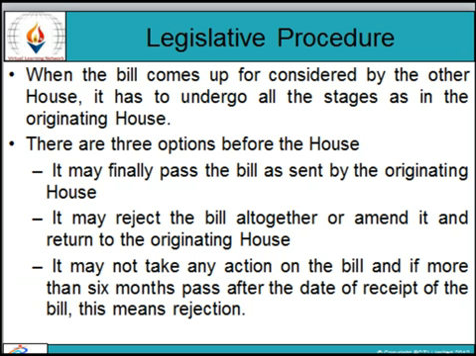When the bill comes up for consideration by the other House, it has to undergo all the stages as in the originating House. There are three options before the House. These are: it may finally pass the bill as sent by the originating House. It may reject the bill altogether or amend it and return it to the originating House. It may not take any action on the bill, and if more than 6 months pass after the date of receipt of the bill, this means rejection.